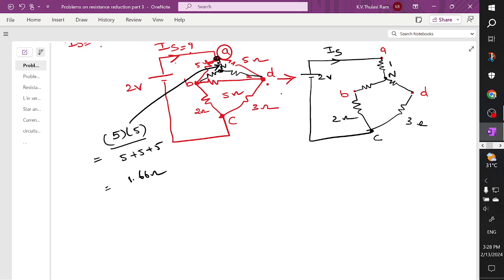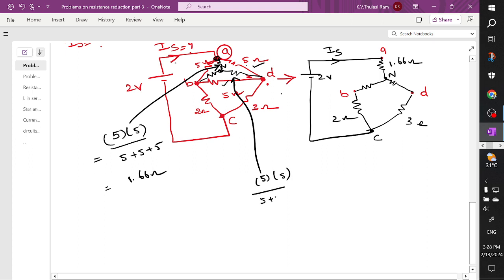So the same formula is employed, 1.66 ohm. Here also, for this branch, these two are connected in opposite. So to this black color resistor, this 5 ohm and this 5 ohm are connected in parallel. 5 into 5 divided by 5 plus 5 plus 5. Here also I am going to get 1.66 ohm.